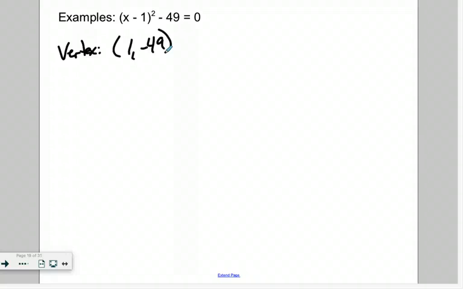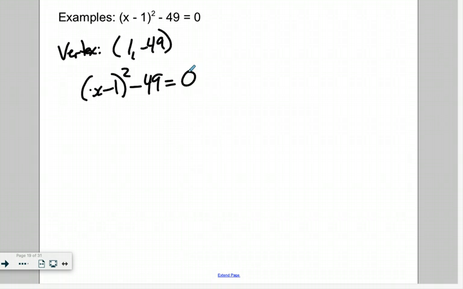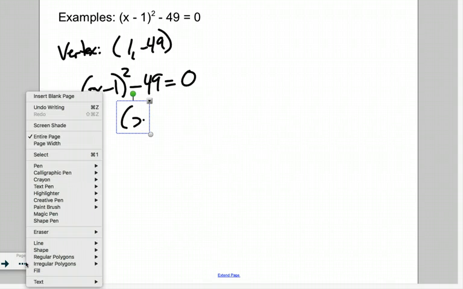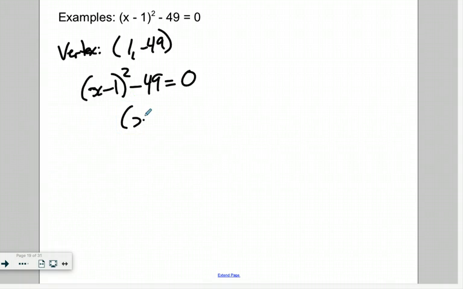Starting by setting the equation equal to 0, because we're trying to solve for when the function crosses the x-axis. So what we have here is x minus 1 squared minus 49 equals 0. Again, because there's only one occurrence of this x variable, we can just start isolating x. So the first thing we're going to do is add 49 to both sides, and we're going to get x minus 1 squared is equal to 49.